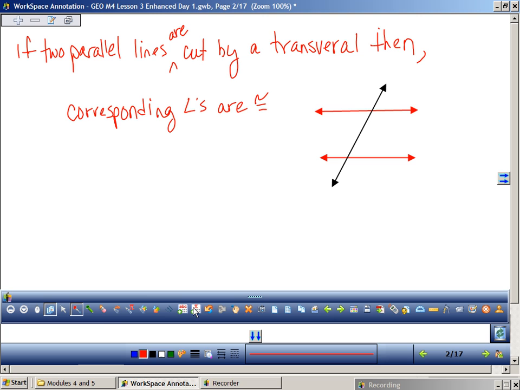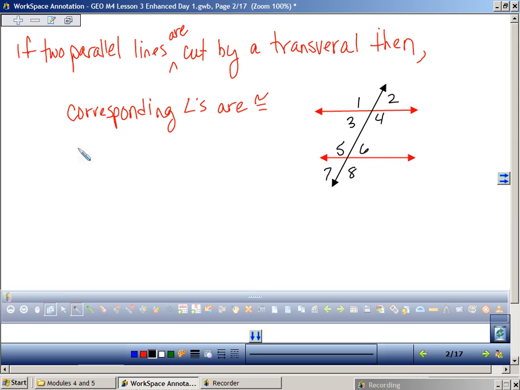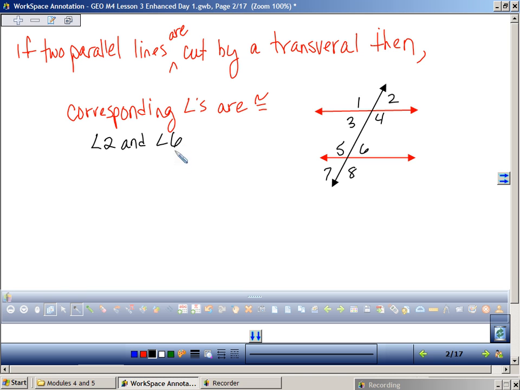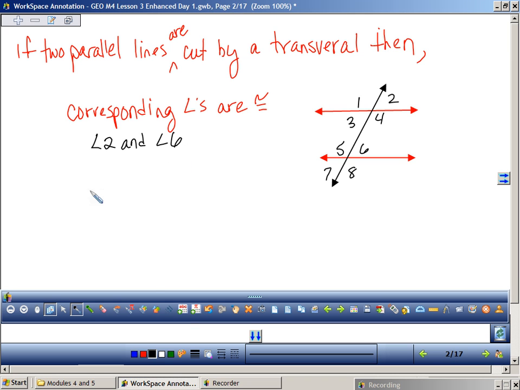Good. Let's label this and tell me what the corresponding angles are. 1, 2, 3, 4, 5, 6, 7, 8. Give me some corresponding angles. Let's hear it. Go ahead. 2 and 6. Yep. Angle 2 and angle 6. There's more, but we're going to keep going. Something else. What else do I know?